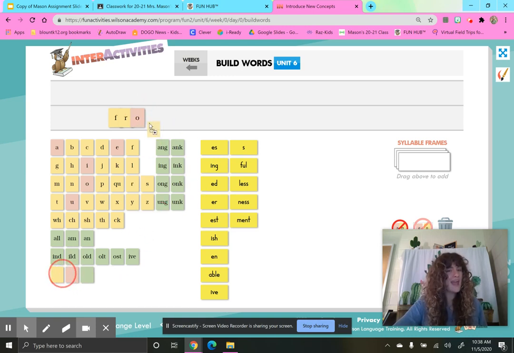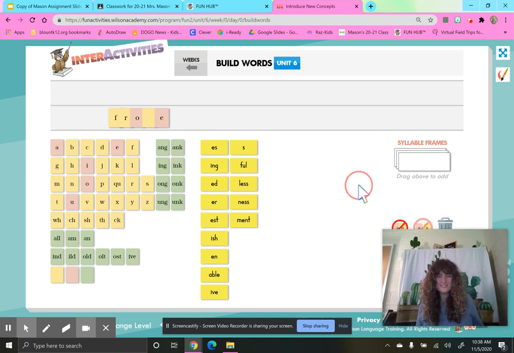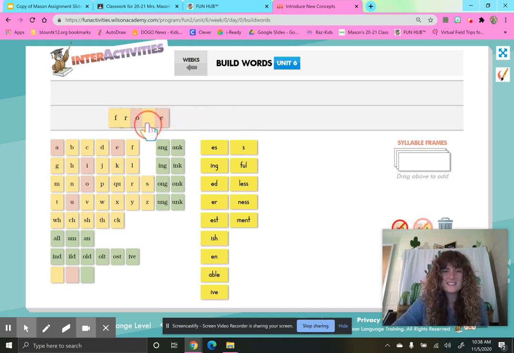So I'm going to put a blank tile right there. And what is going to make that O say its name? The busy, bossy E. Now, froze kind of reminds me of the movie Frozen. Think about your knowledge of the word frozen. What letter, S or Z, is going to go in this blank tile? What do you think? Let's put a Z first.